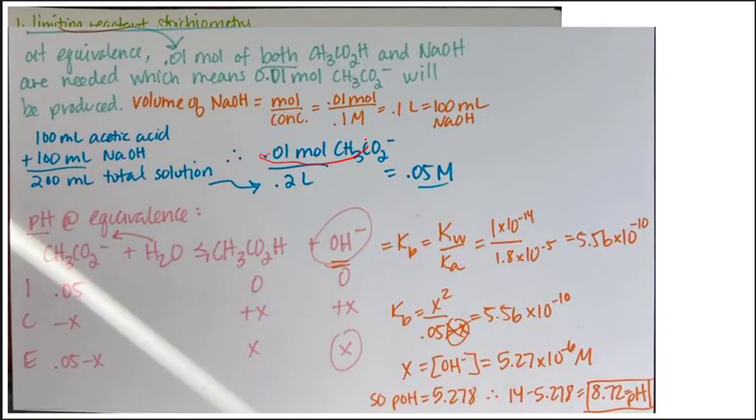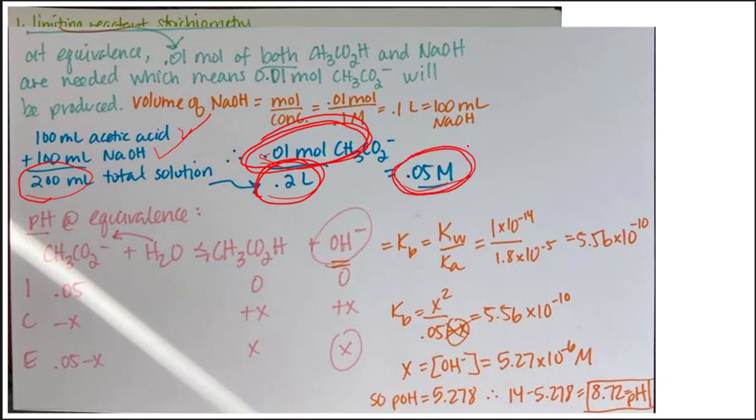So I have my 0.01 moles of my conjugate base, and I would at that point have 100 milliliters of my acid, 100 milliliters of my sodium hydroxide, so 200 milliliters total. So if I took my moles of my conjugate base and divided it by 0.2 liters, I would have a concentration of that conjugate base of 0.05 molar.